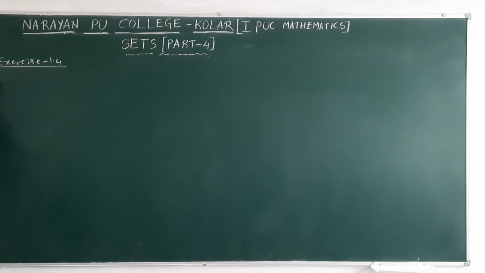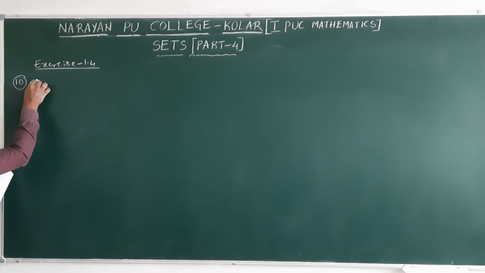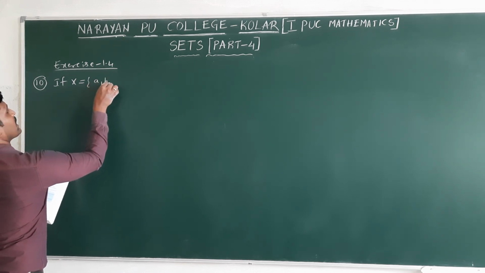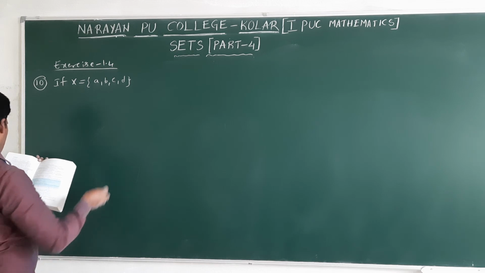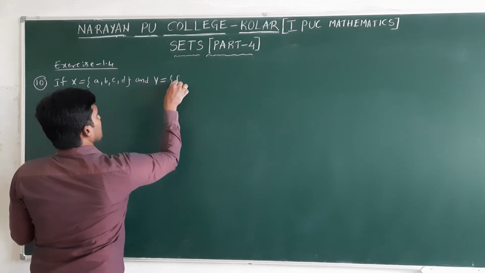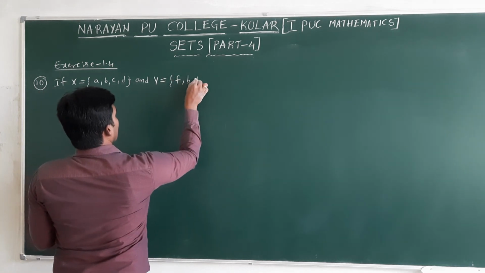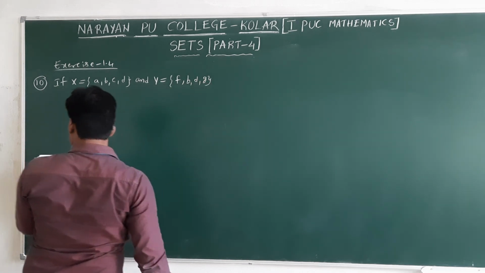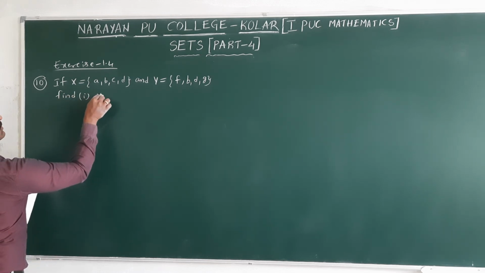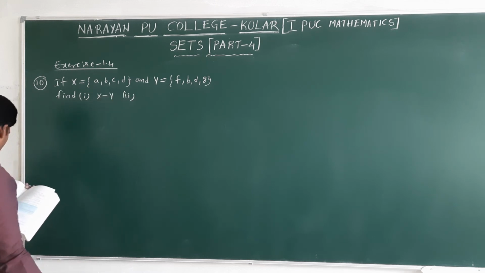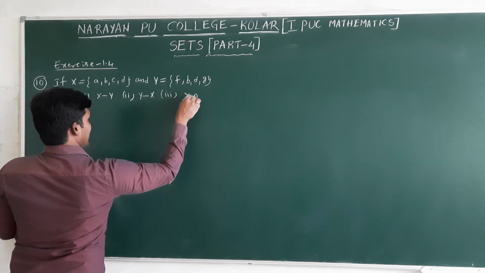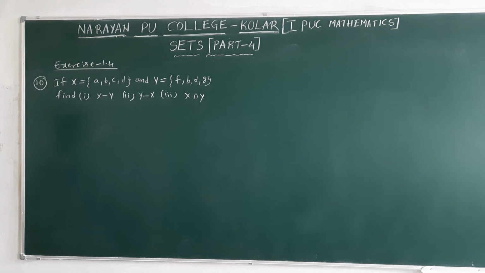Next, question number 10. If capital X equals A, B, C, D and Y equals F, B, D, G, find first question X minus Y, second Y minus X, third X intersection Y. These three values we need to find out.